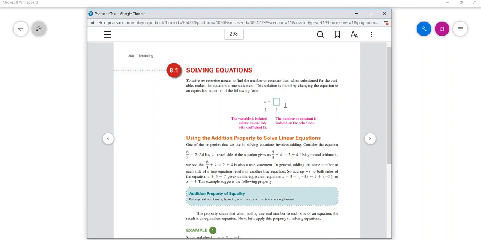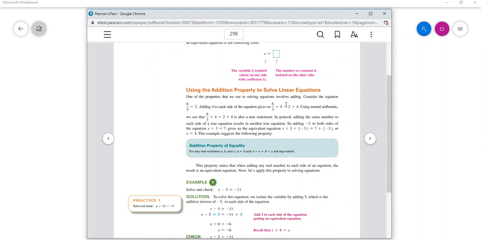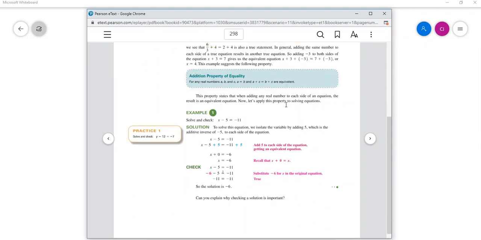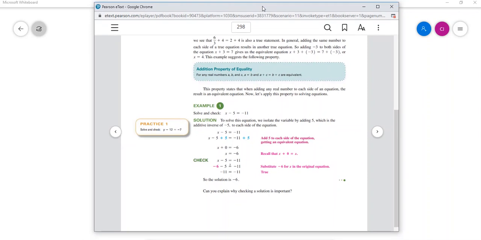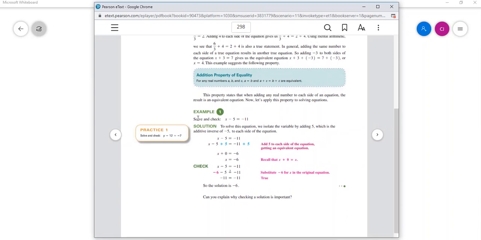So they take a look at an example here. I'm going to do just some talking over the book a little bit. It says solve and check x minus 5 equal to 11. So we put up here x minus 5 equal to 11.